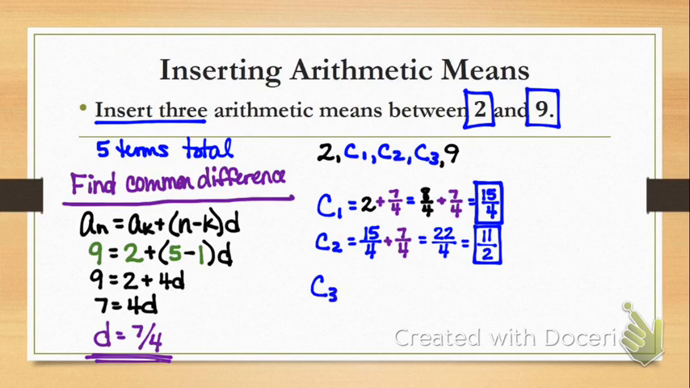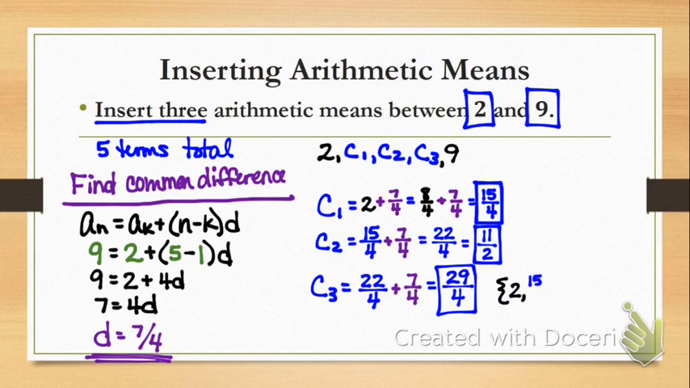And then we still need to find the third one that we were asked to locate. I'm going to use the unreduced version so that we can already start with our common denominator. So what is the 4th term in this sequence, the last one that we were asked to find? 29/4. So if I were to see this sequence all written out, it's going to start with 2, and then it's 15/4, and then 11/2, and then 29/4, and then 9.